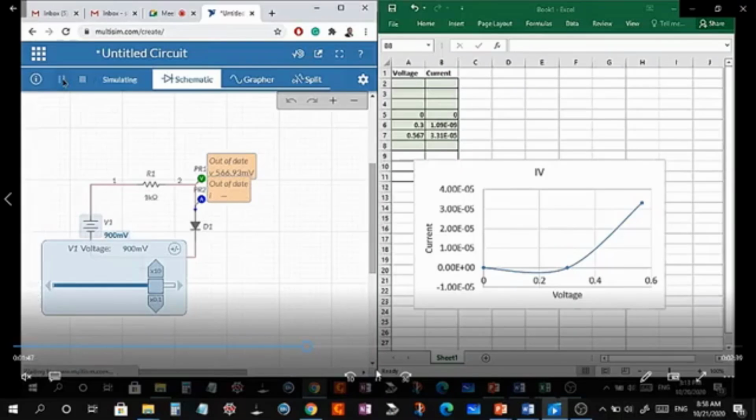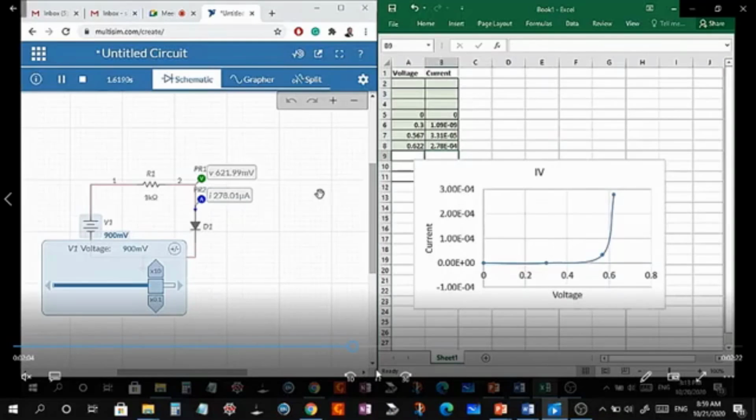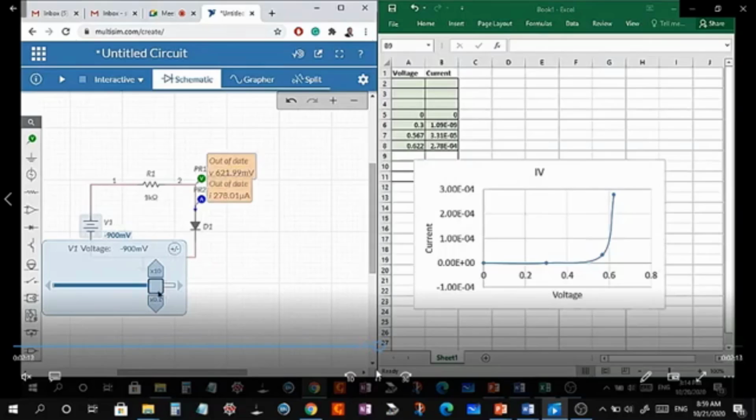Okay, so next we increase to 900 millivolt or 0.9. Sorry, the voltage is around 0.621, and then you can see the significant increase of the current. Okay, this is when we apply a positive voltage. When we apply the positive voltage, the current will start to flow around this 0.5 to 0.6.